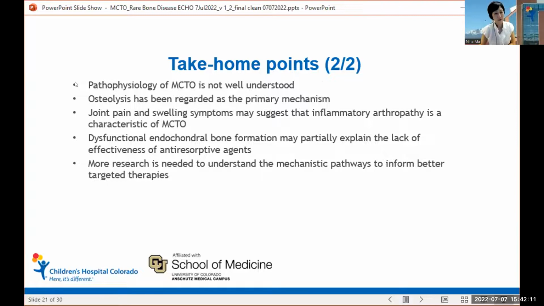So with regard to pathophysiology of MCTO, this is not well understood. Osteolysis has been regarded as the primary mechanism, but the joint pain and swelling symptoms that accompany the initial presentation of these patients may suggest that inflammatory arthropathy is a characteristic of MCTO, or at least coexist with the condition. Dysfunctional endochondral bone formation may also partially explain the lack of effectiveness of the anti-resorptive agents to date. And clearly more research is needed to better understand the mechanistic pathways to inform better targeted therapies in the future.